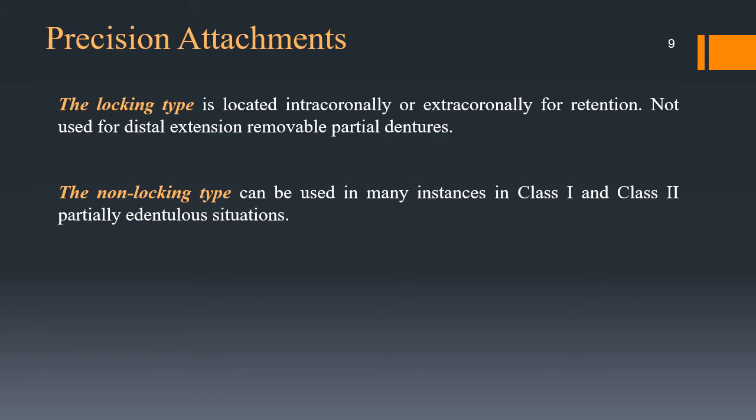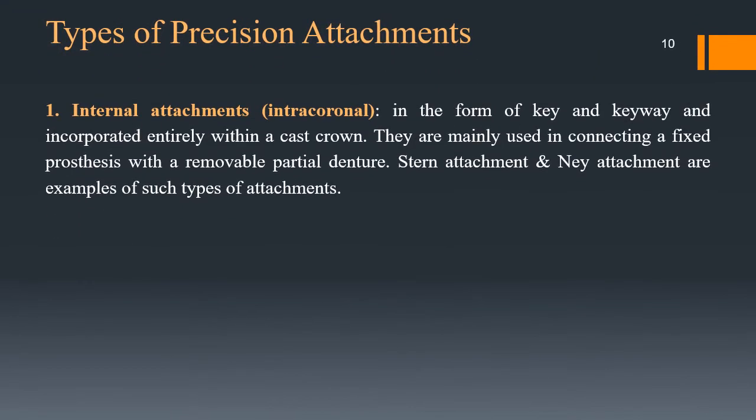The locking type, which is located intracoronally or extracoronally for retention, is not used for distal extension removable partial dentures. For the non-locking type, we can use it for the class 1 and class 2 situations. We can also organize precision attachments into four main groups.